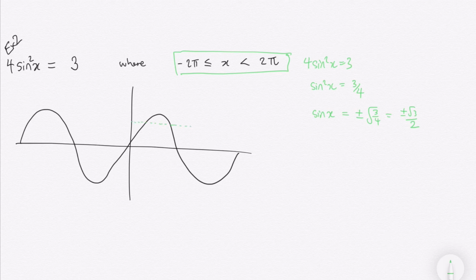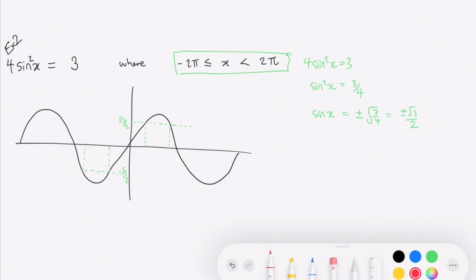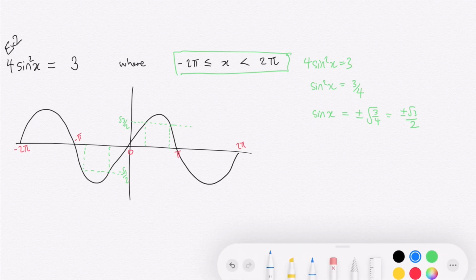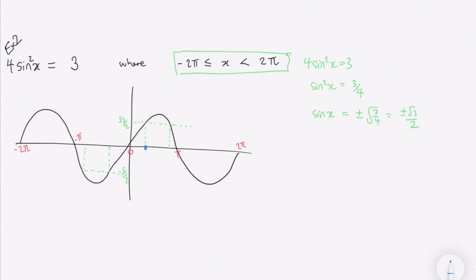So we can see if this is root 3 over 2, we have a solution here and a solution here and here. Minus root 3 over 2, we have a solution here and we have a solution here. And if we just put in our important values, we know that this is 2 pi, this is pi, this is 0, this is minus pi, this is negative 2 pi. You can perhaps see through the symmetry of sine, whatever value this is, this is just going to be the negative of it.